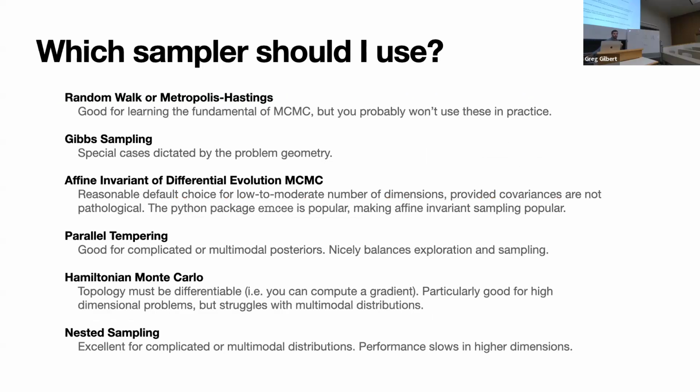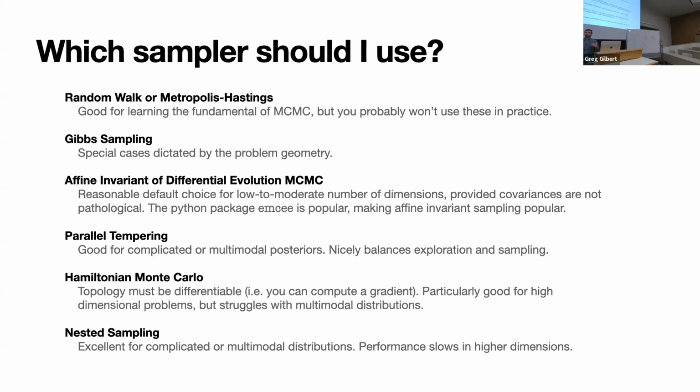Okay, so the question you all probably have is which sampler should I use when? And the answer is they all have their place. Other than maybe Random Walk or Metropolis-Hastings, those are good for learning, but they're slow, so you probably won't use those in practice. In Gibbs sampling, you might find special cases where you know something about the geometry and you want to split things up, you'll use it there.